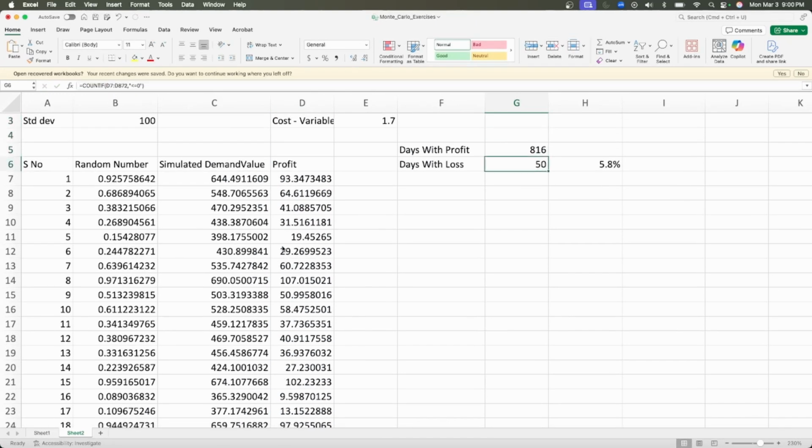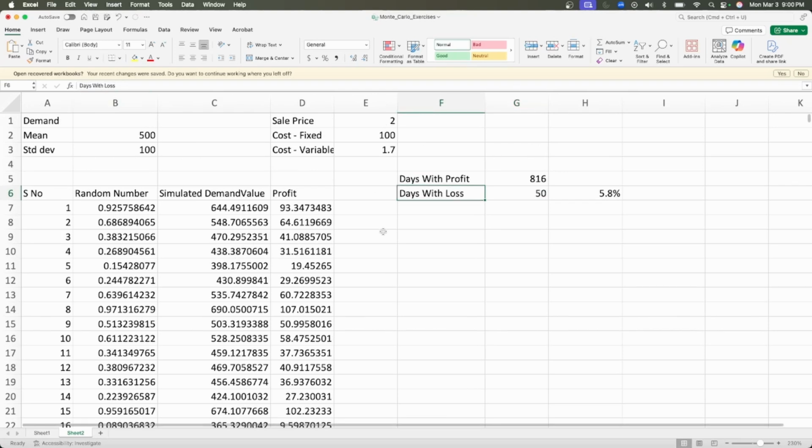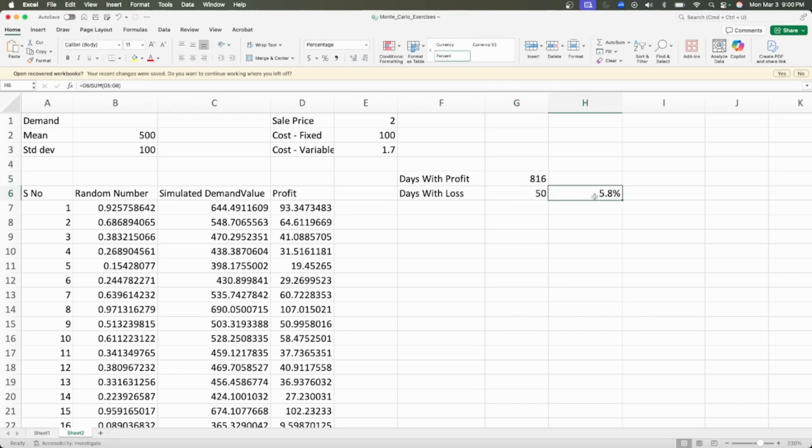If it is less than or equal to 0, which is the formula that you see here, then I'll be making a loss. Now you can see that based on this simulation, there are 50 days out of 866 where I'll be making a loss, and about 816 where I'll be making some sort of a profit. If you calculate the percentage, that comes out to be about 5.8%, which is this divided by this plus this.